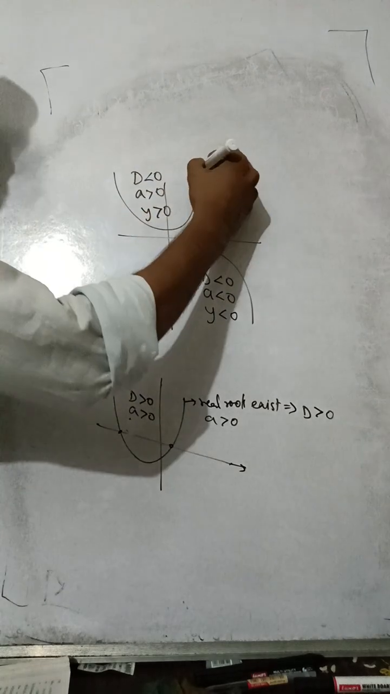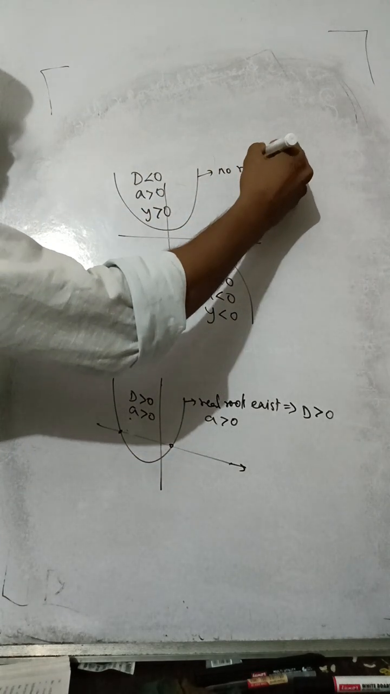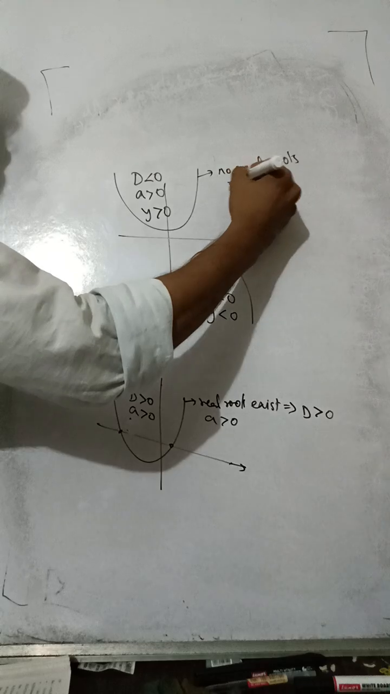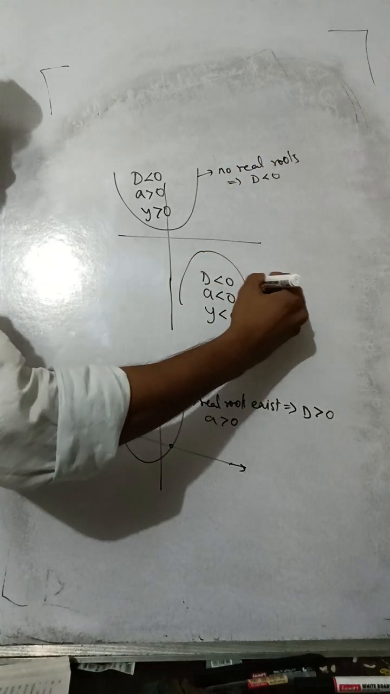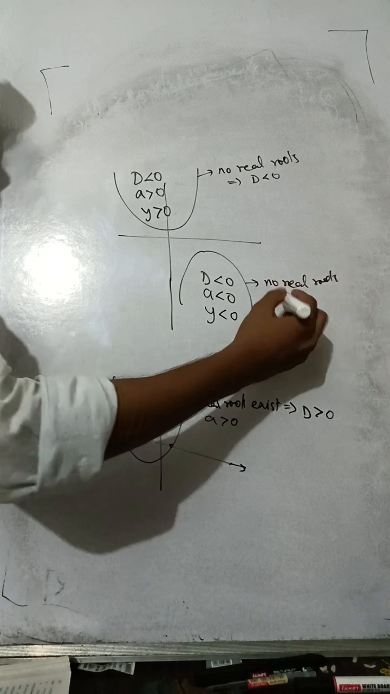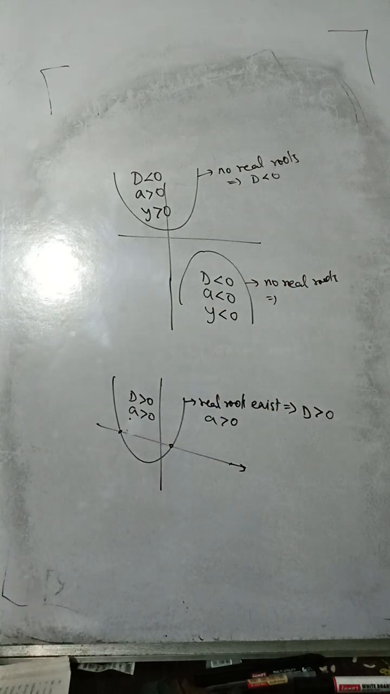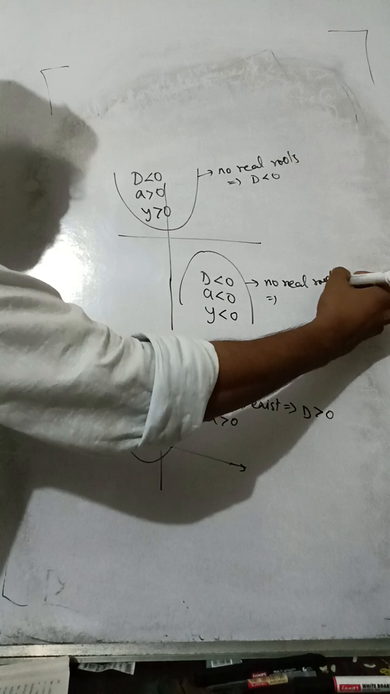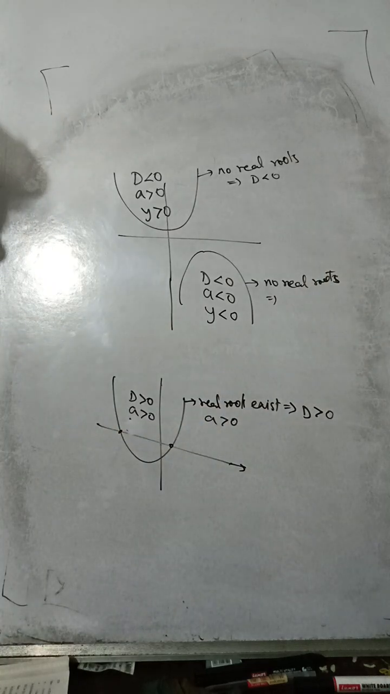But here you see we have no real roots. Since we have no real roots, we can say that D is negative. Here also no real roots. Why are we saying that it has no real roots? Because it is not touching the x-axis, right? If it was touching the x-axis, we would have said that yes, there is one real root or two real roots. How many maximum real roots could there be? Two, right? Why? Because this is a quadratic equation. In a quadratic equation, you can have at most two real roots.